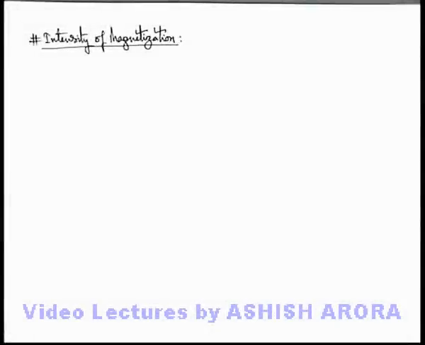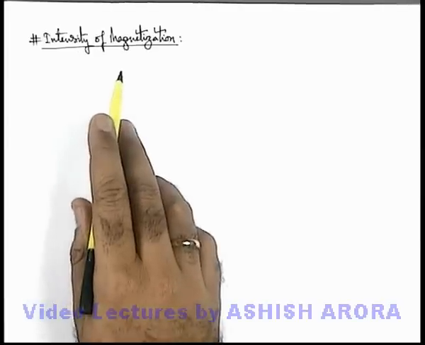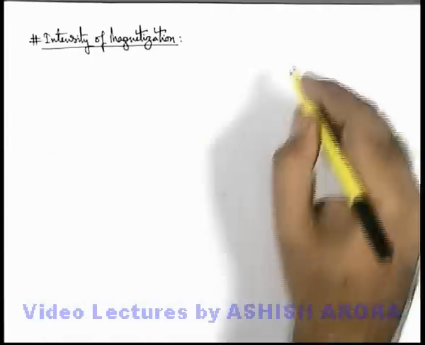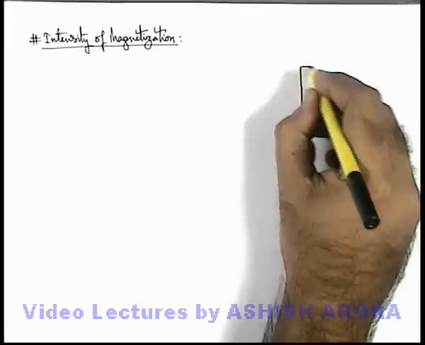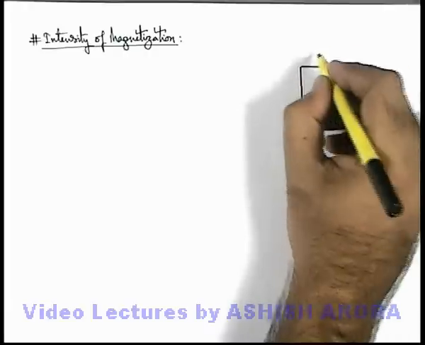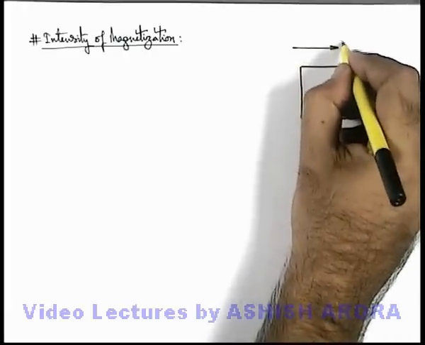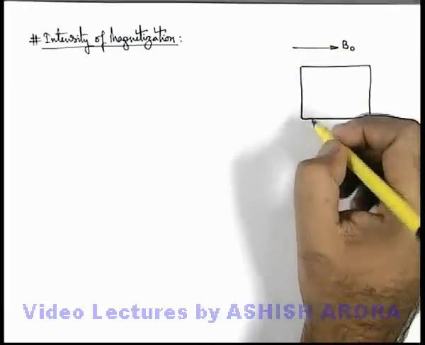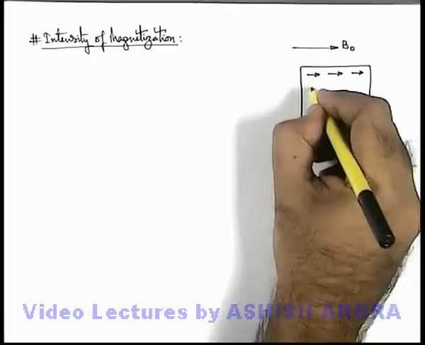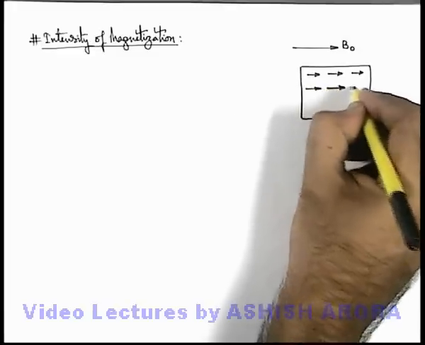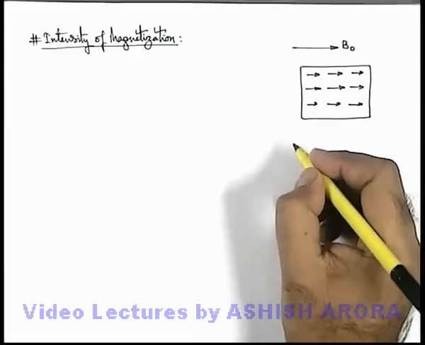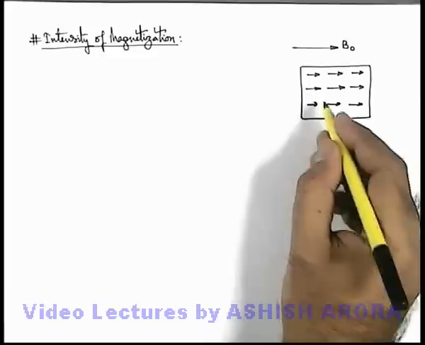Let us now study about intensity of magnetization. We already discussed that when a paramagnetic material is placed in an external magnetic field, say there is external magnetic field B0 applied, the dipoles of the material align themselves in the direction of the external magnetic field.